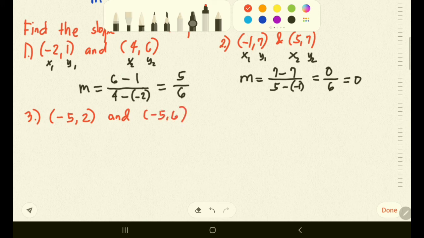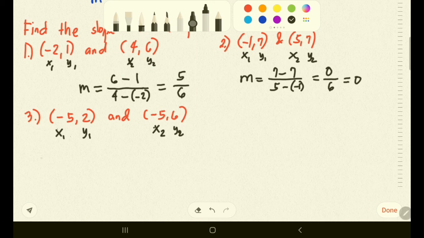So, you have your negative 5, 2, and negative 5, 6. The same thing, identify your point 1 and point 2. So, point 1 is negative 5, 2, meaning negative 5 is x sub 1. And the 2 is the y sub 1. And negative 5 is the x sub 2. 6 is the y sub 2. Since negative 5, 6 is the point number 2.